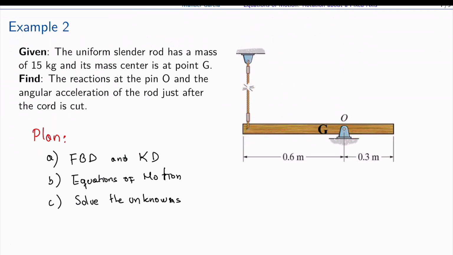And finally, what are the conditions that we have? The condition is that omega is 0 at the initial position, because initially it's not rotating, right?